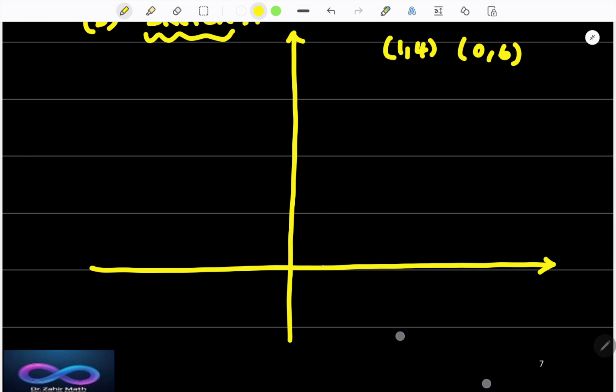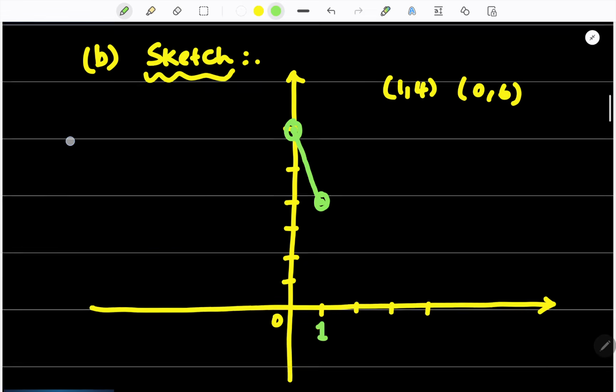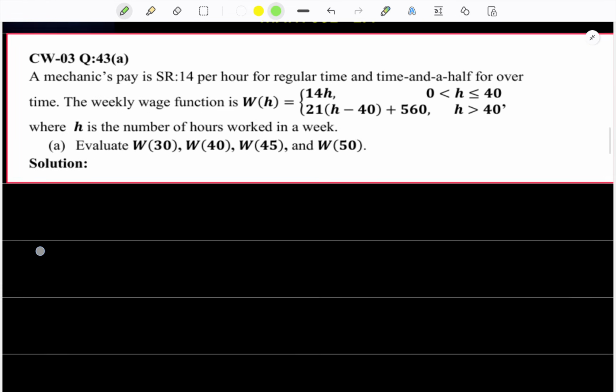Right. So let me write 1, 2, 3, 4. And this is 0. And 4 and 6: 1, 2, 3, 4, 5, 6. Right. 1, 4. So this is 1 and this is 4. And 0, 6. This is 0 and this is 6. So this is your straight line. So this is the sketch. Clear all of you? So easy exercise. Please practice very well.